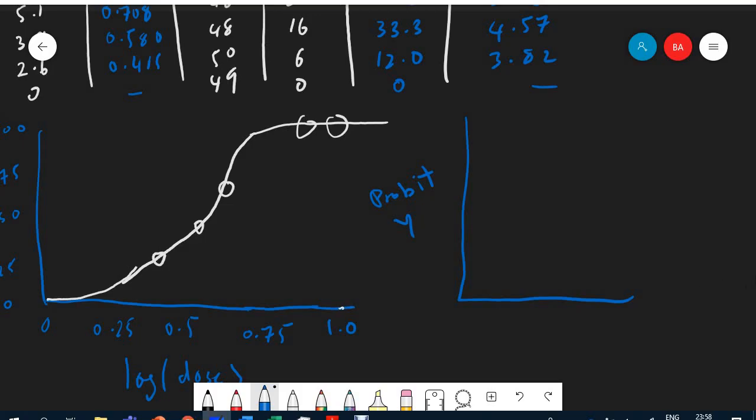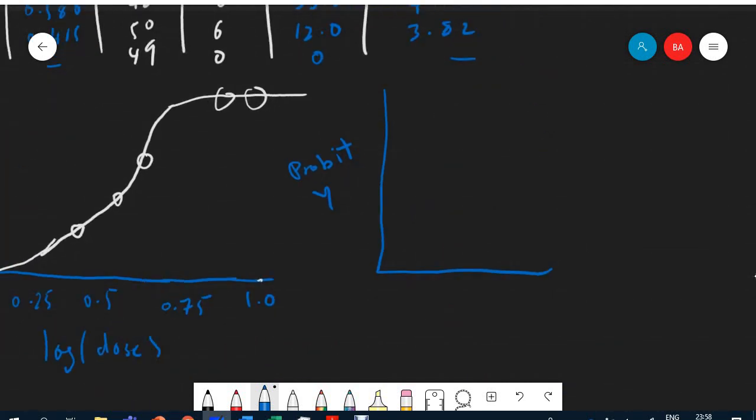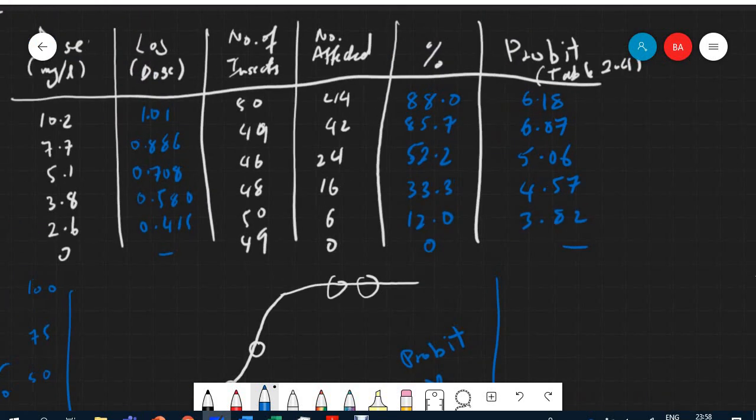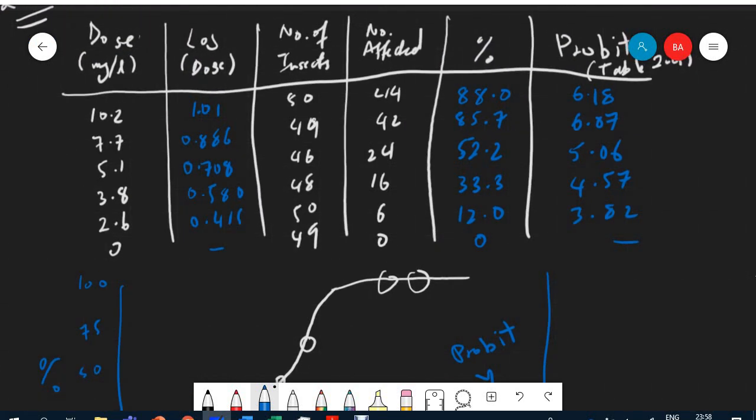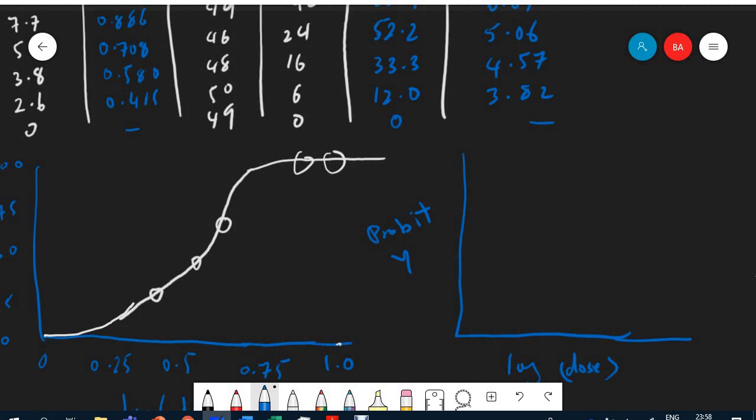When we look at the Probit and the log dose, I forgot to say that we are plotting it against the log dose. Probit against the log dose. So what do we have? We have at 1.01, we have 6.18, or we go the other way around, 0.415, 3.82, right? And then you're going to build your problem here, and you're going to have a figure that looks something like that.